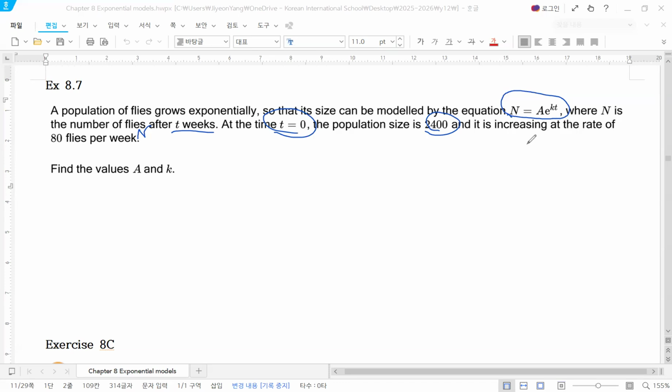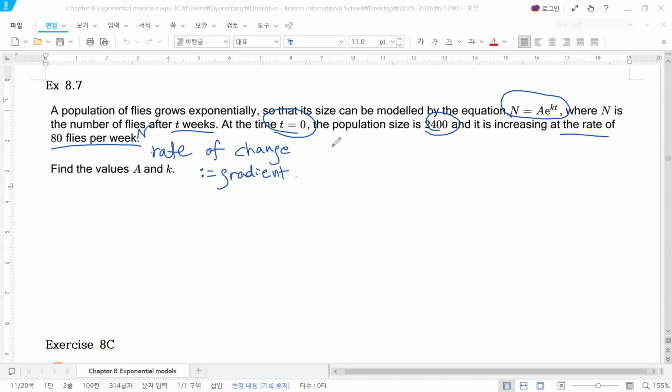Okay, firstly, if I were you, I'm going to draw an underline here at the rate of 80 flies per week. What does it mean? Gradient. At the rate of change. Rate of change, guys. Always write down rate of change. It is gradient, okay? You need to notice that this is a gradient.